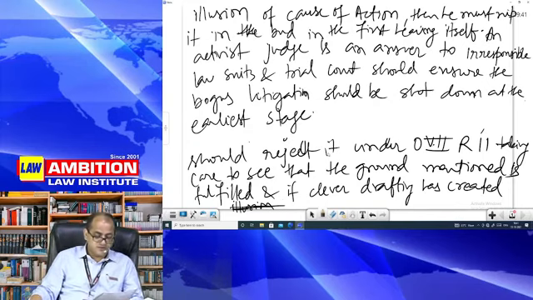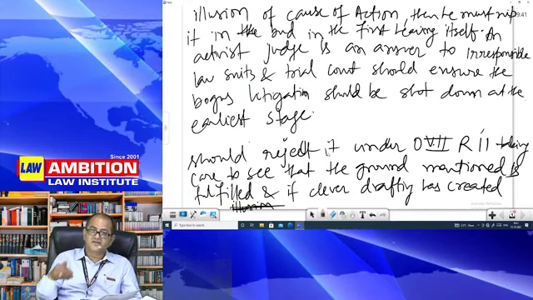It is his duty to reject, taking care to see that the ground mentioned is fulfilled. That is the ground mentioned in Order 7, Rule 11, subclauses A to D in particular. And if clever drafting has created the illusion of cause of action which is not there, he must nip it in the bud.